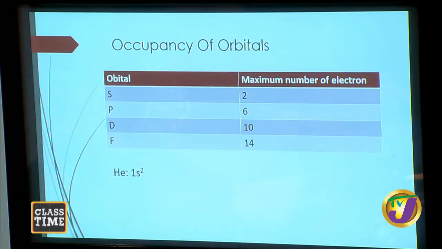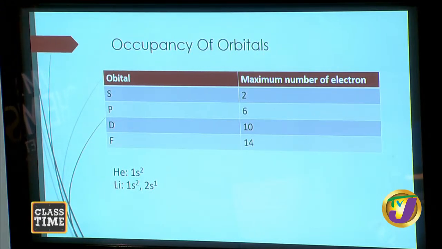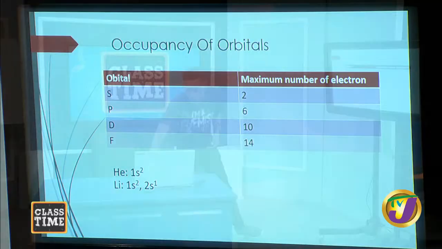Let's look at another one. So we have the lithium atom. Lithium has 3 electrons. The first 2 electrons have to fill out the orbital that is on the first energy level, which is the 1s orbital. Once that is completely full, we then move on to the second energy level. And the first orbital on the second energy level is an s orbital. So we place the electron in that 2s orbital because we're now on the second energy level. Let's look at another.